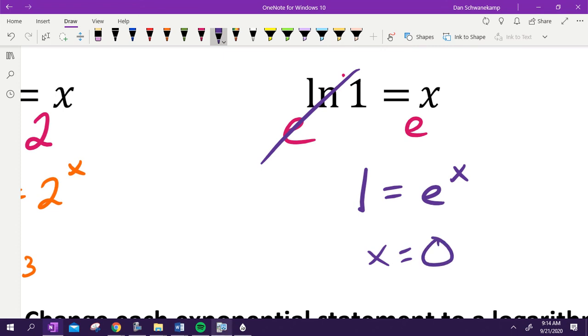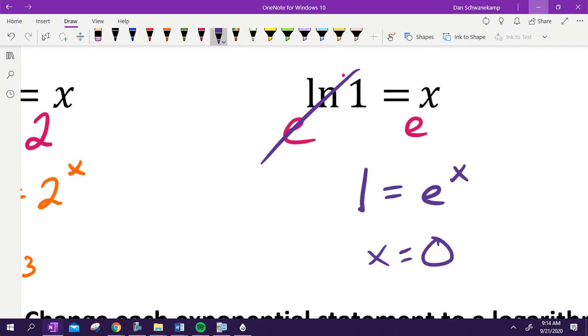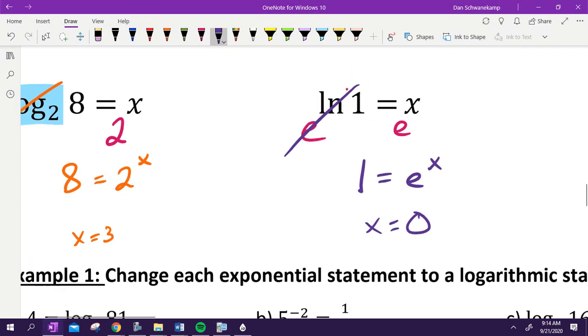Okay? If you don't believe me, do it. Natural log of 1. Oh, the natural log of 1 is 0. That is a math fact you need to know. Natural log of 1 is 0.